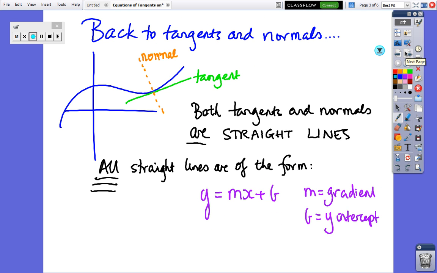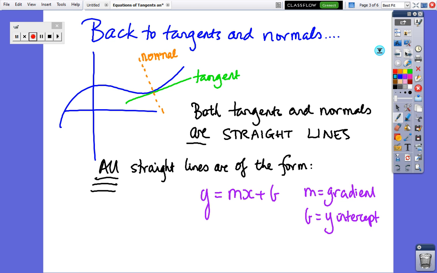Okay, so back to tangents and normals. We've got my first diagram roughly drawn, and both tangents and normals are straight lines, and all straight lines are of the form y equals mx plus b, where m is the gradient and b is the y-intercept.